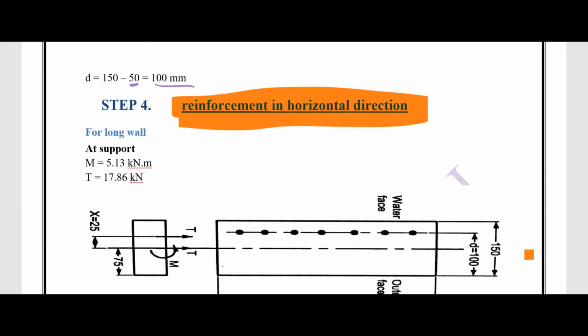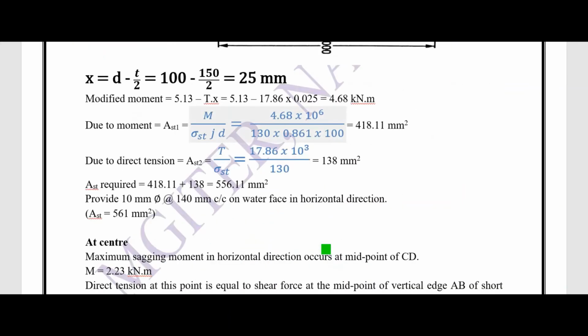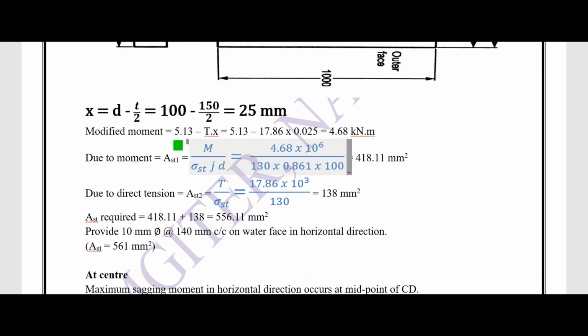While we are going to design a rectangular retaining wall, we have two walls. First is the long wall. For the long wall at the support, moment is 5.13 and tension, which is the shear force, is 17.86 kilonewton, right? But we have to modify the moment. So here is x. We modify the moment: moment minus tension into x.